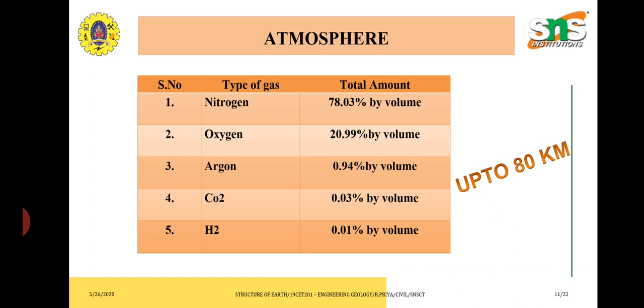The various types of gases present are nitrogen, oxygen, argon, CO2 and H2, hydrogen. All the composition is given here. This mixture of gases has a specific composition. This composition is uniform up to a height of 80 kilometers. This zone is known as the homosphere. After that, its composition becomes different, and that layer is known as the heterosphere.